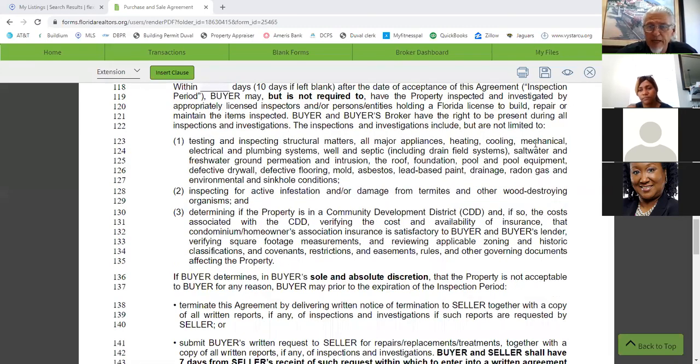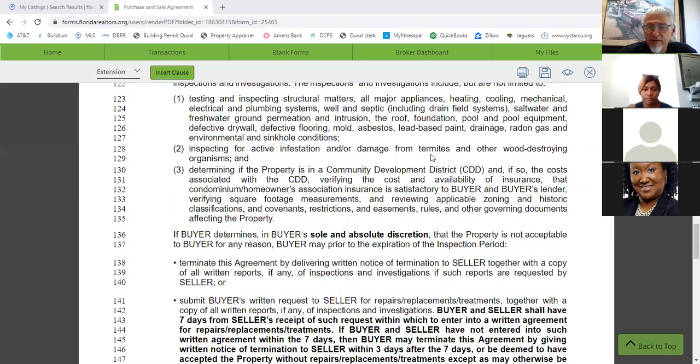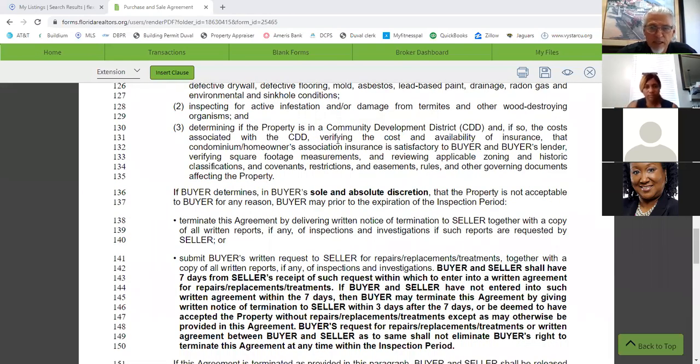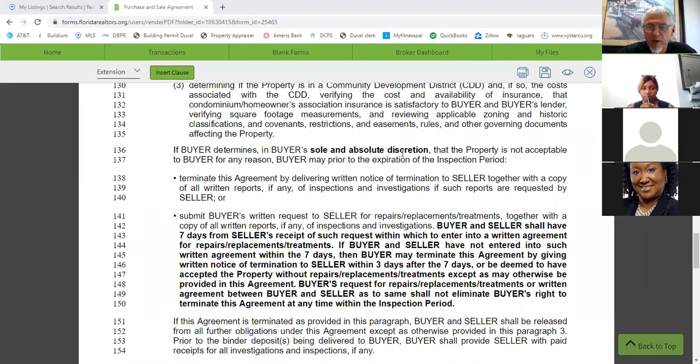Okay, so then it talks about testing all of the things that they're going to test, inspecting for active infestation of termites or wood destroying organisms, and determine if the property has a CDD, which would require a CDD disclosure. And this is the most important line in the contract: if the buyer determines in the buyer's sole and absolute discretion that the property is not acceptable to the buyer, for what? Any reason. You could substitute for no reason. Because he doesn't have to have a reason.